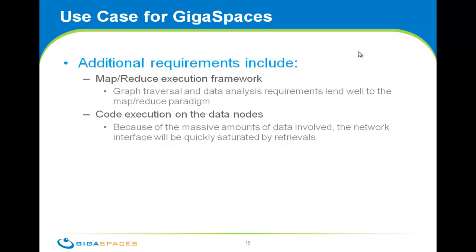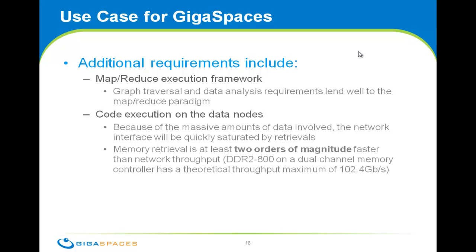So if we can execute code on the data nodes, we're basically limiting ourselves to the memory bandwidth, which is at least two orders of magnitude higher than the network throughput. And obviously, we're going to eventually cap ourselves on the ability of the CPU to handle the actual processing requirements, in which case the scale-out strategy of adding more CPUs or more nodes comes into play.